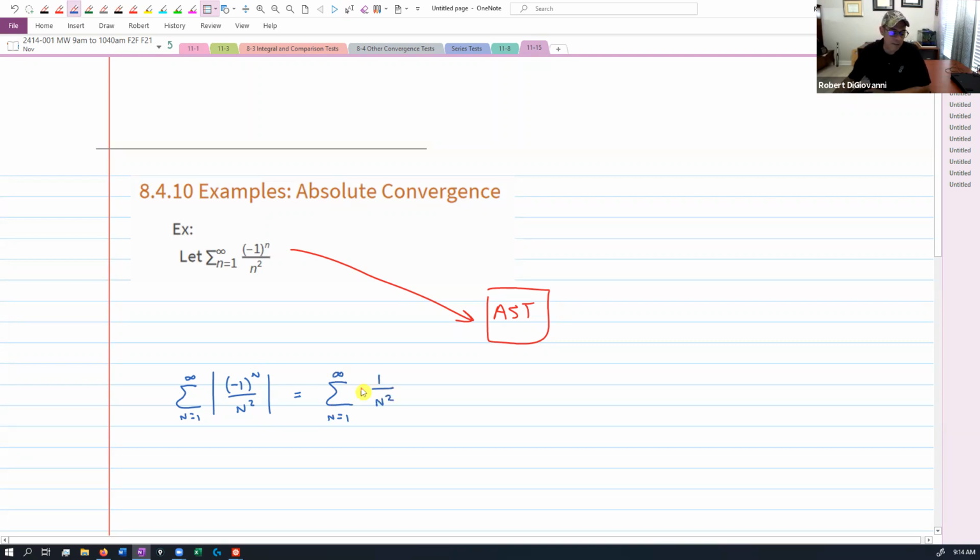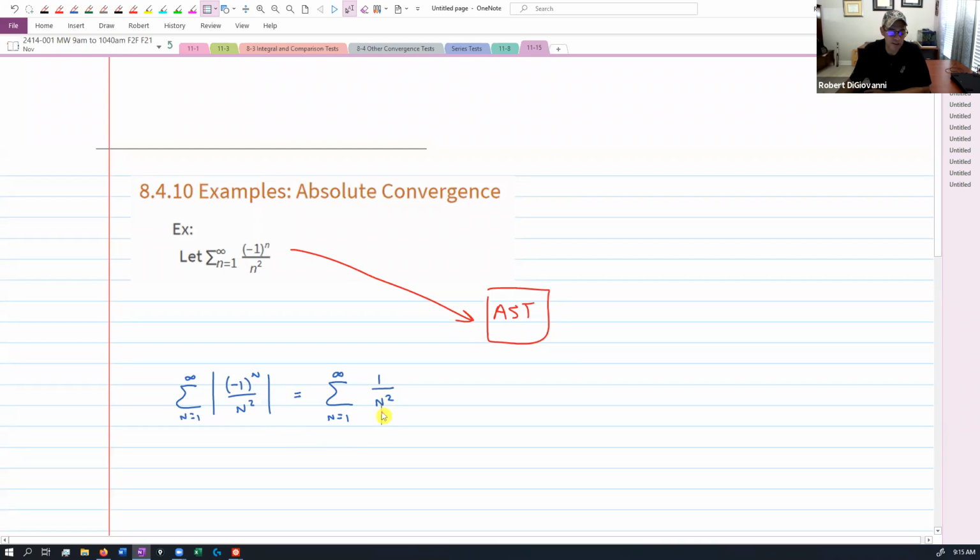And I don't need the absolute value on the n squared either, because n is always a positive number, right? Because we're starting with n being 1. So no matter what, n squared is positive, so I don't need an absolute value. It's not going to change anything. So do y'all agree that the sum of the absolute value of the pieces in here is really just 1 over n squared, right?